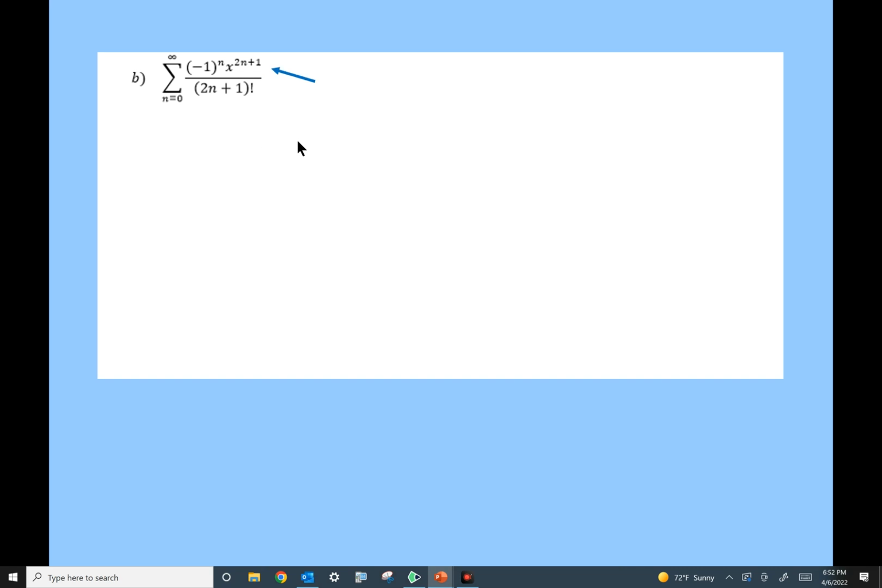First of all, we need to decide where it is centered. Well, because it's just an x, not an x minus 2 or anything like that, it's going to be centered at 0. Okay, so file that away.